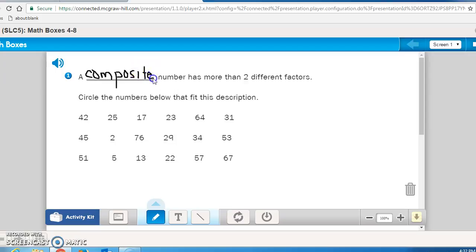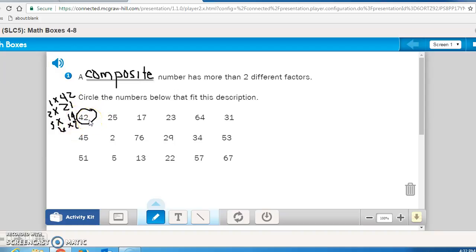I'll give you one answer right off the bat, 42. And why is that composite? Because 1 times 42 is 42. 2 times 21 is 42. 3 times 14 is 42. And 6 times 7 is 42. Wow, that's a lot of numbers. That definitely is more than 2 different factors. I have 1, 2, 3, 4, 5, 6, 7, 8 factors to equal 42.